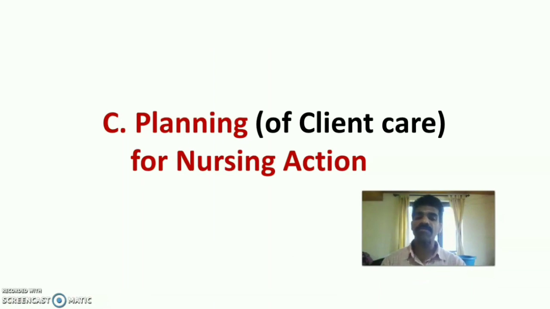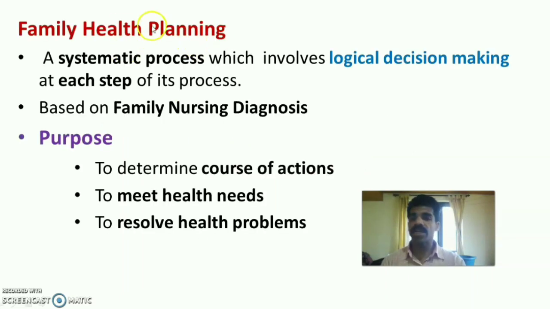Then the third element of the family nursing process is planning for nursing action. That is, planning of the client's care for nursing action is the third element of the family nursing process. Let us discuss in detail the planning for nursing action. In short, that is called family health planning.